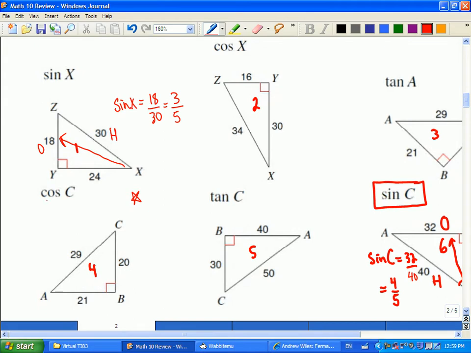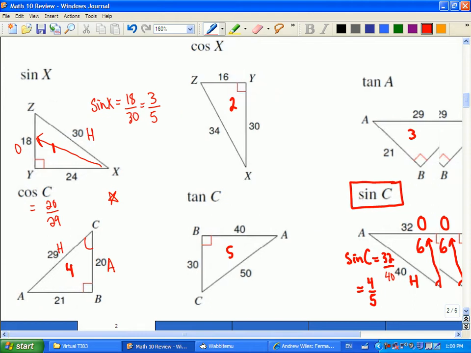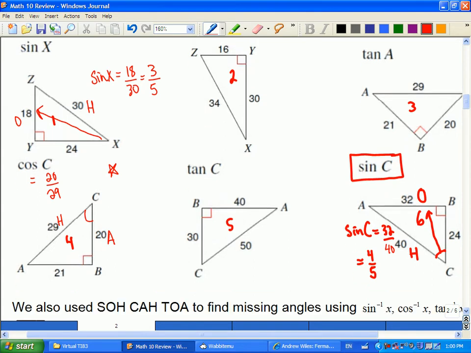Let's work it out here. What is the ratio for cosine? Adjacent over hypotenuse. Here is angle C. This is my adjacent side, and this is my hypotenuse. So the cosine of C is going to be 20 out of 29. You will need to be able to do this. If you cannot do it, you need to come for tutorial with me after school. Hopefully it's quick enough for you, but if not, that's fine. It is a skill you need to know, though.